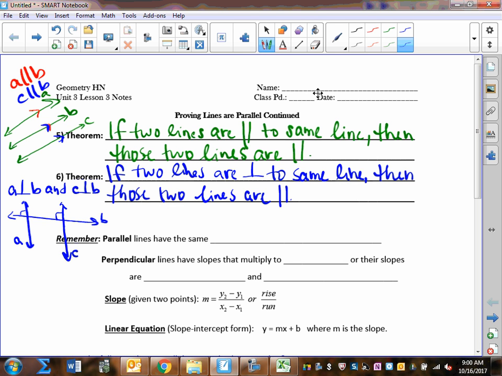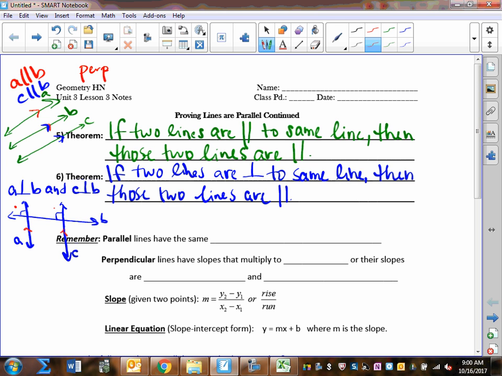Alright, what are our thoughts? What do we know? Go ahead, Anthony. Yeah, these angles here are corresponding angles, and if our corresponding angles are congruent, then we can say that our lines are parallel. Good. I don't know that we've formally written out the definition of perpendicular lines, so let's just do that here at the top.